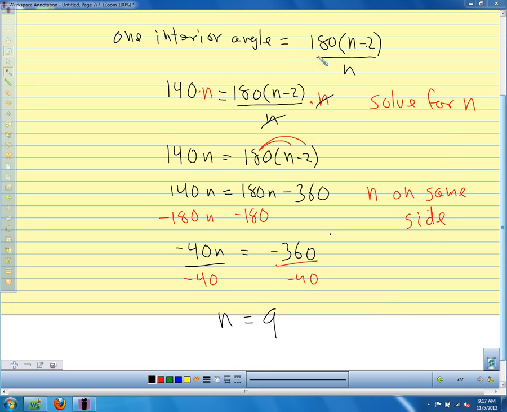Using the formula this way is what people usually find a little tricky, because we have to multiply by n and then we have to distribute. So this one is a good one to make sure you follow along. All right, we're doing good. I want to do one more example with an exterior angle, and then we're going to make a little chart.